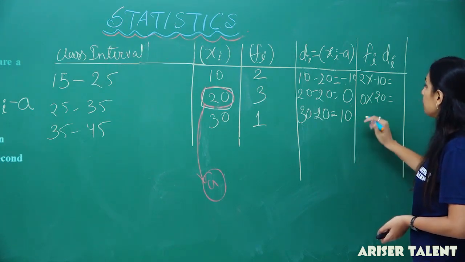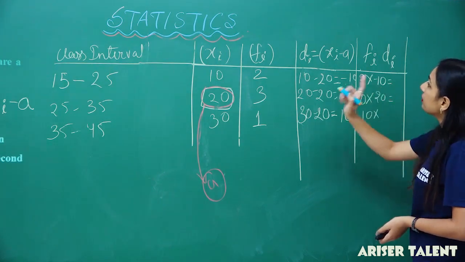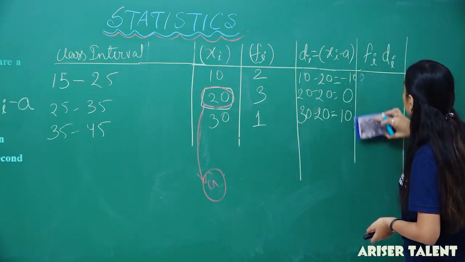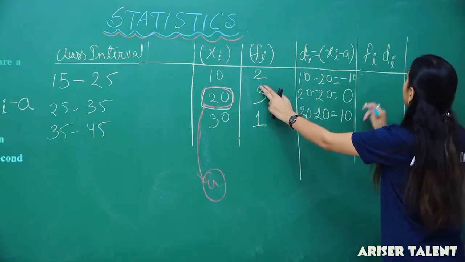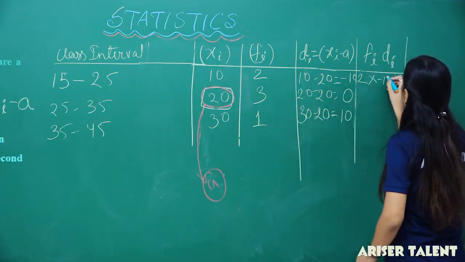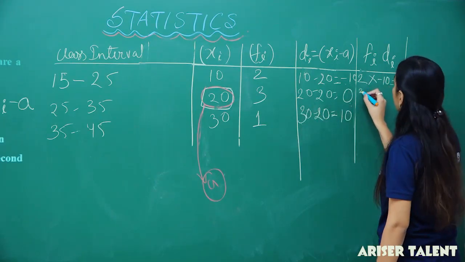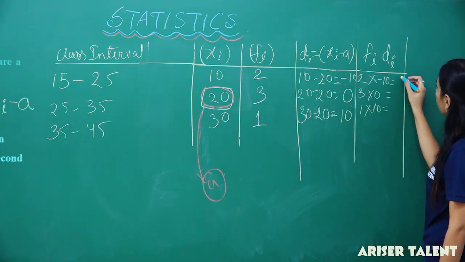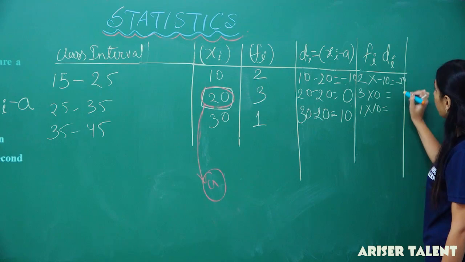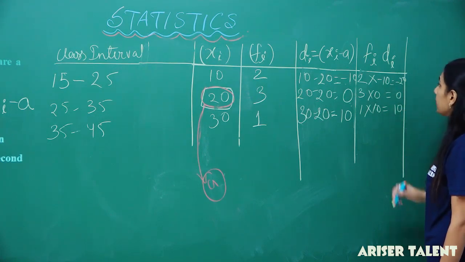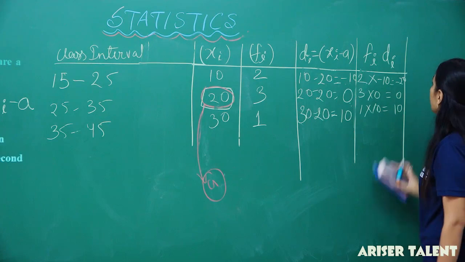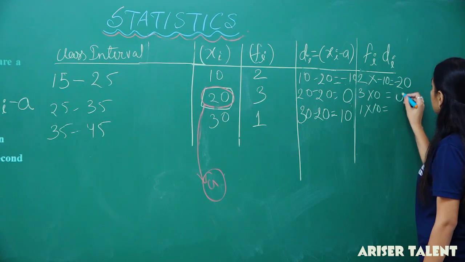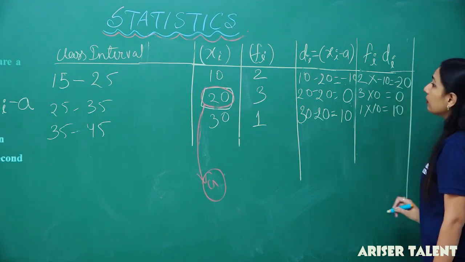This di is 10 and this Fi is not 20, pardon me. We have to multiply these two. So 2 multiplied by -10 here, 3 multiplied by 0 here and 1 multiplied by 10 here. So that will give you what? This is -20, 0 and 10. Understood it? -20, 0 and 10 here. So these are the values.